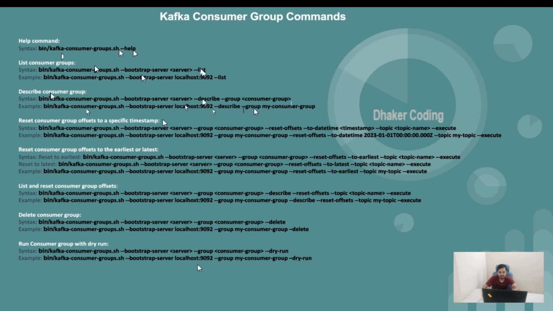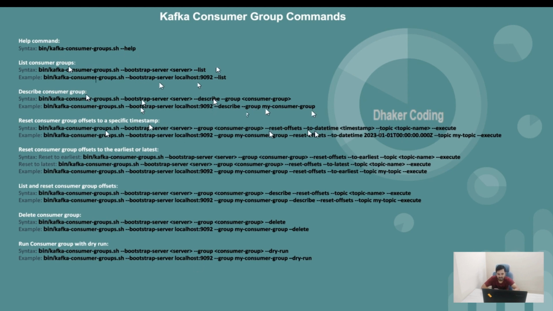Now let's say you want to reset the consumer group offset. Let's say in the Kafka topic, in the consumer, we are reading from a specific offset, but I want to reset that offset based on the timestamp. So we can use the reset offsets option, and specify to what time we want to set it and for which topic.